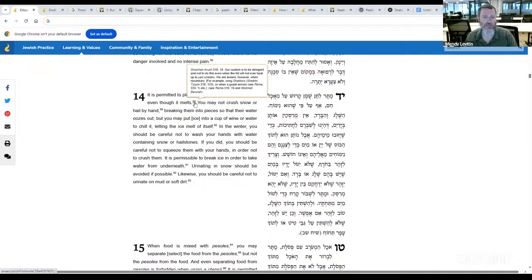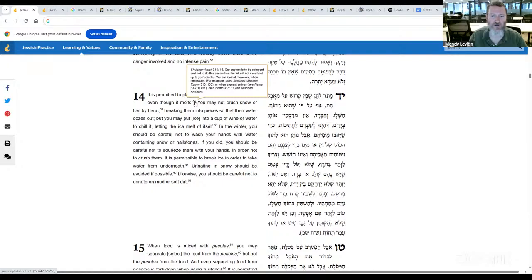Number 58. Even though it melts, the Shulchan Aruch says our custom is to be stringent and not to do this even when the fat will not ever heat up to yatzaledis, even if the food is in a second vessel. Yatzaledis, we said, is that it becomes so hot from the food that it will be too hot for the hand to touch. And even if it doesn't reach that, but it melts slowly, we're stringent.